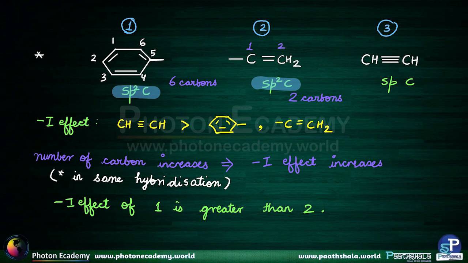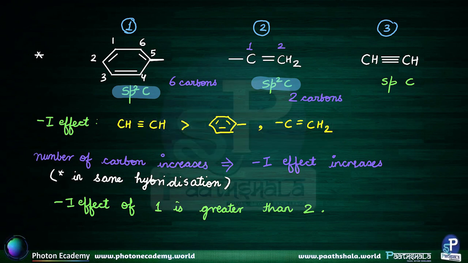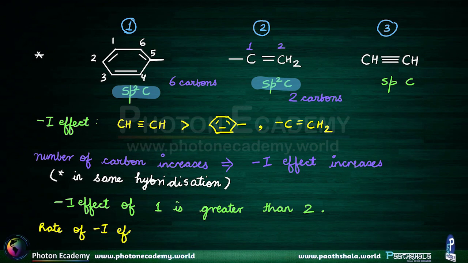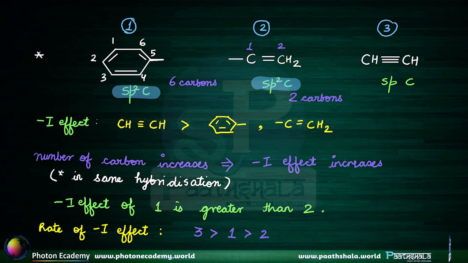Okay, so let us write the final order, or we'll just write the conclusion that we have just derived, that the order of rate of minus I effect will be in the order that the third one is greater than the first one and that is greater than the second one. So this concludes this example that we have just shown to you.